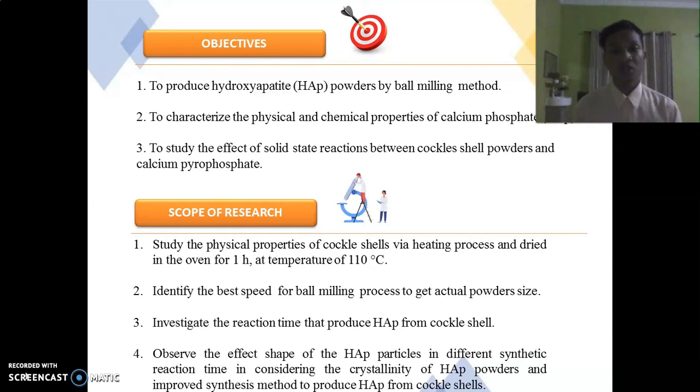For the last part of research is to observe the effect on the shape of the hydroxyapatite particles in different synthetic reaction types, in considering the crystallinity of hydroxyapatite powders, and improve the synthesis method to produce active hydroxyapatite from cockle shell.